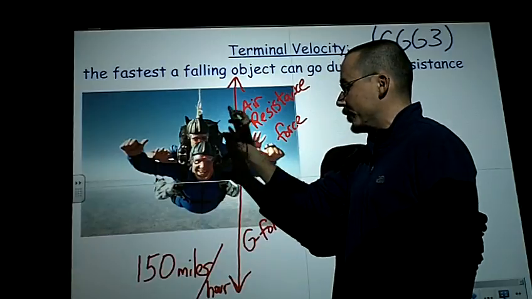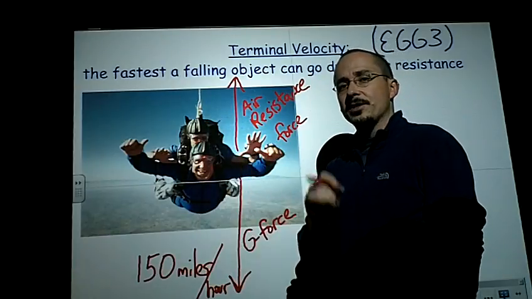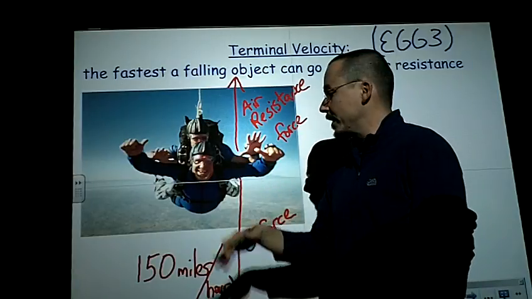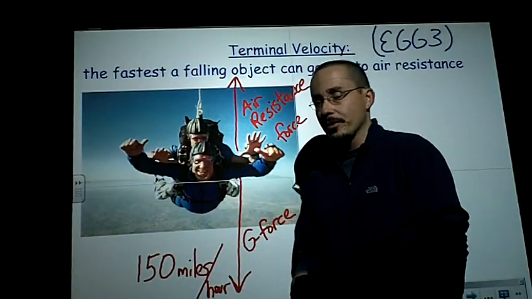So basically, your body will go faster and faster until you hit 150 miles per hour. Then your body will stop accelerating. You will continue at that speed all the way to the ground.